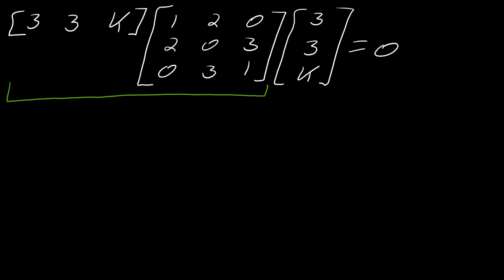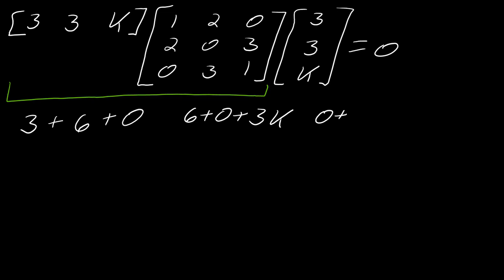So I've got 3 times 1 is 3. 3 times 2 is 6. And k times 0 is 0. Okay, so I've got 3 times 1, 3 times 2, k times 0. So there's my first entry, right? And then we'll move on to this row now times this column. So that will turn into 6 plus 0 plus 3k. And then I'm going to take this row now times the last column. And so that will be 0 plus 9 plus k.